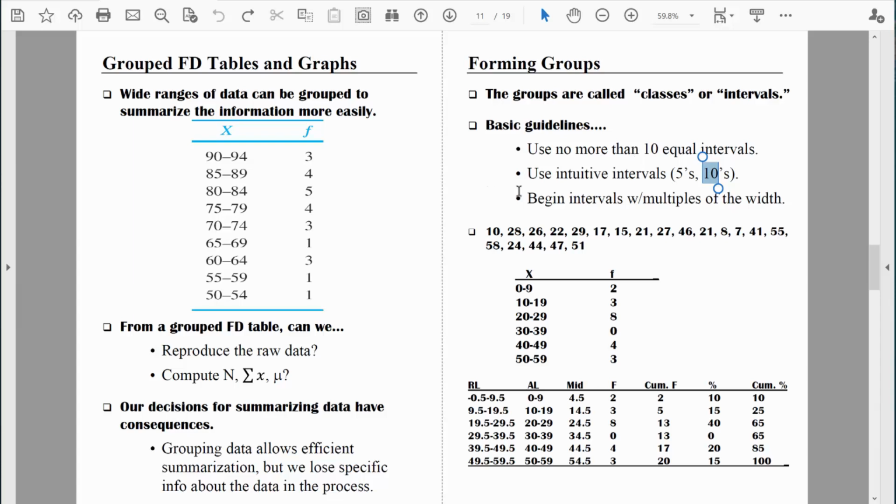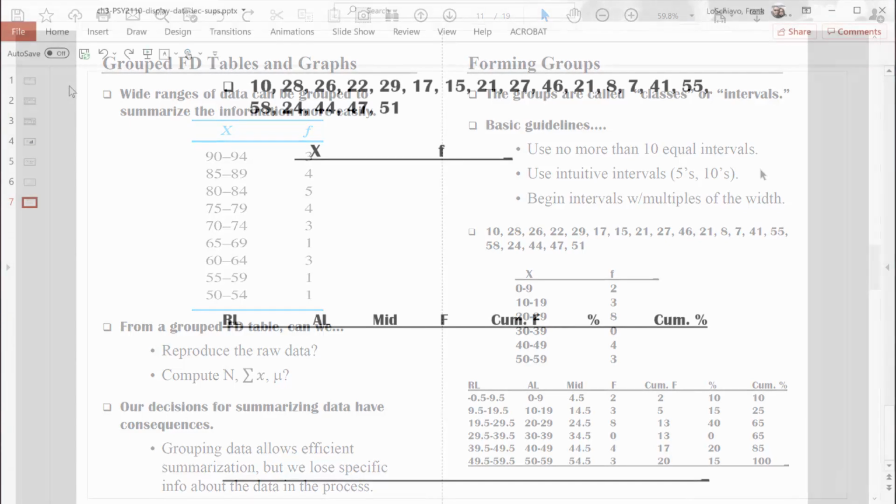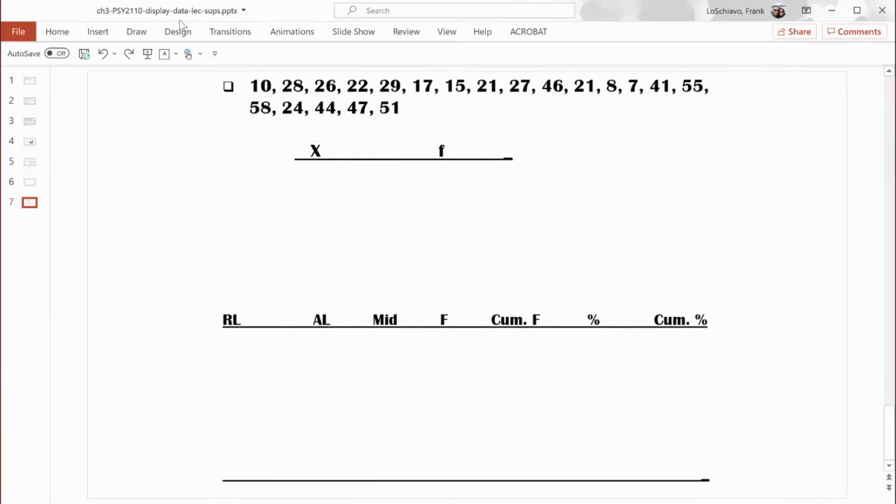Here's another thing. Every interval, every grouping should begin with a multiple of the width. And this is what I mean by that. If we're going to be counting by 5s, every one of those groupings should start with a multiple of 5. If we're going to be counting by 10s, every single interval should start with a multiple of 10. You'll see exactly what I mean in a minute. Let's work on this together.